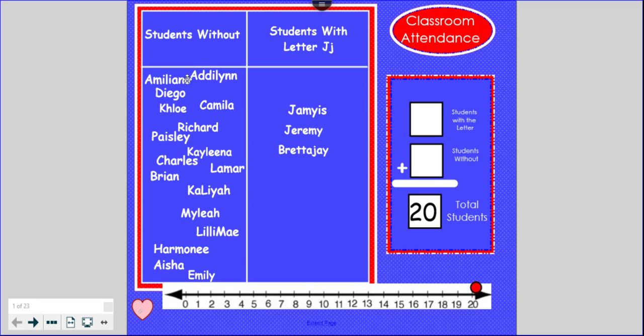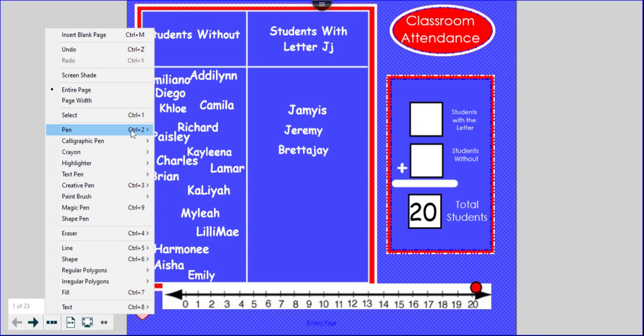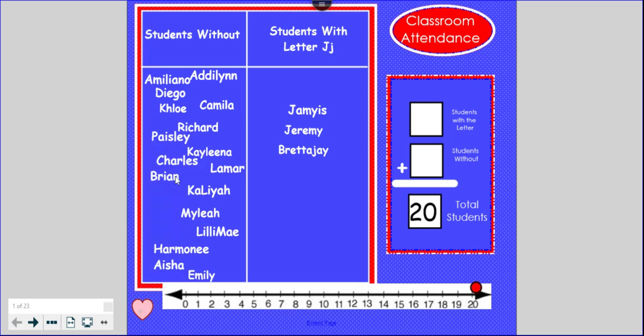Let's double check because sometimes Mrs. Giffen misses some people. All right, I think I got them all this time. Let's see if we can count how many friends do and do not have a letter J in their name. 1, 2, 3. Three friends do have the letter J. Will you make a number 3 in the air with me? 3. Awesome.